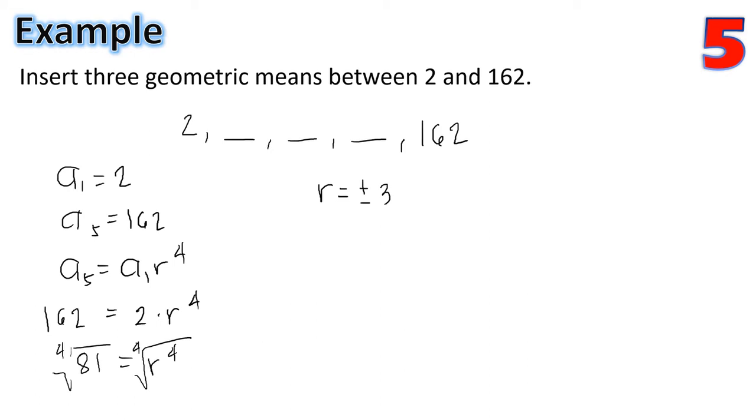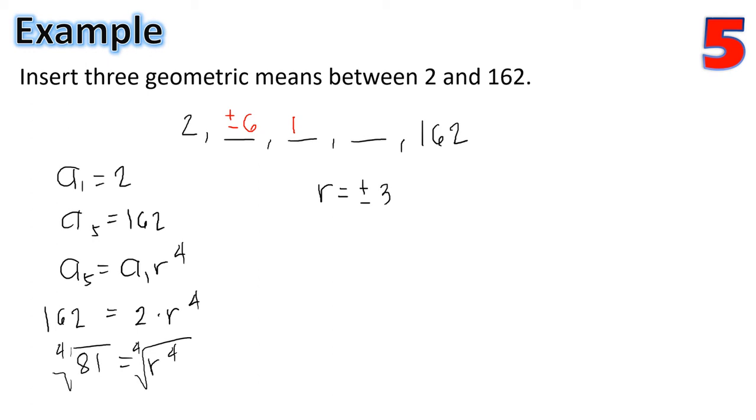Using either the positive value of the common ratio or the negative value will result to a geometric sequence when the geometric means are inserted. Now, instead of getting a sub 2, a sub 3, and a sub 4, we will just multiply the preceding terms by positive or negative 3. Let us do that. 2 times positive or negative 3, we have positive or negative 6. And then positive or negative 6 times positive or negative 3, we have 18.